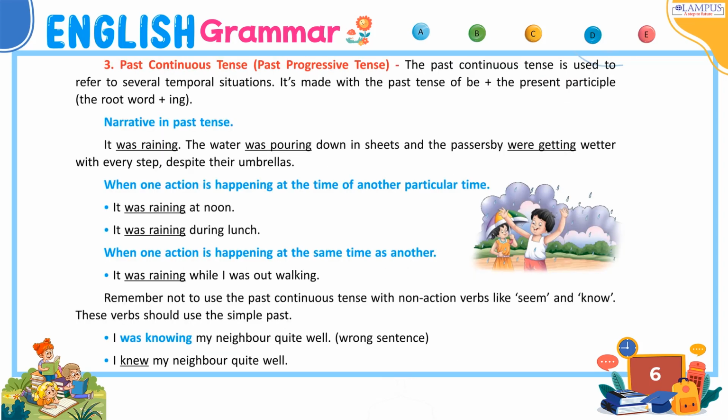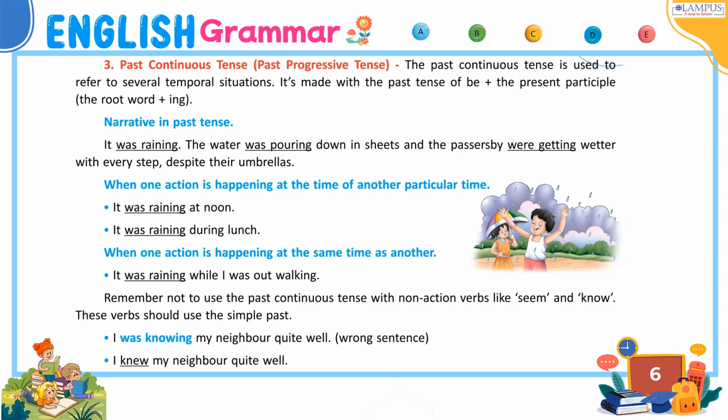3. Past continuous tense, past progressive tense. The past continuous tense is used to refer to several temporal situations. It's made with the past tense of be plus the present participle, the root word plus ing. Narrative in past tense. It was raining. The water was pouring down in sheets and the passers-by were getting wetter with every step, despite their umbrellas.